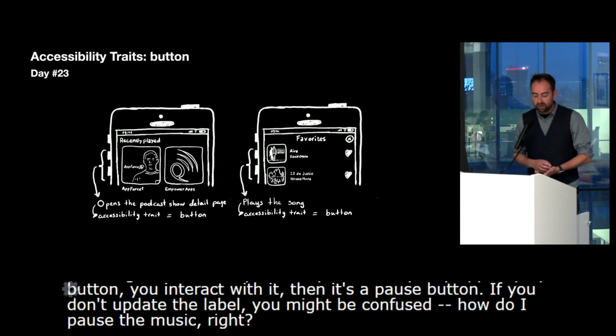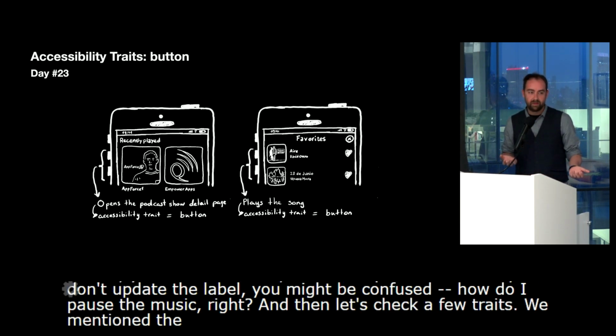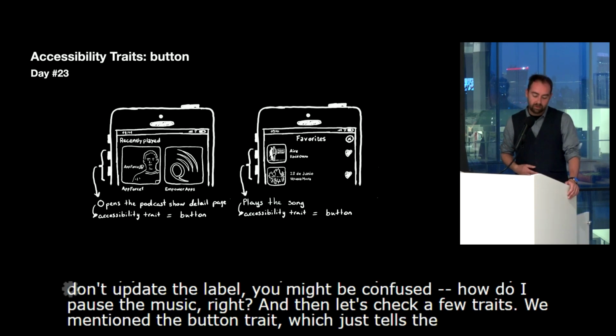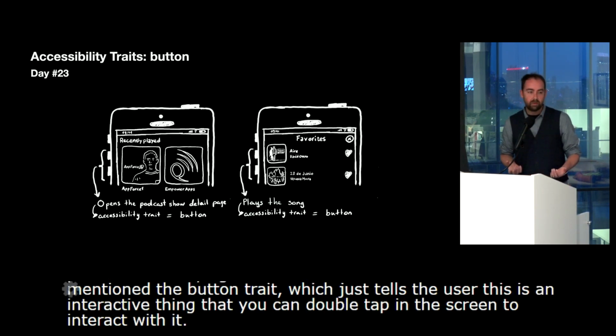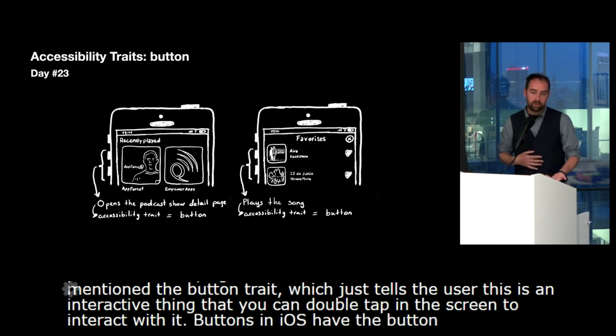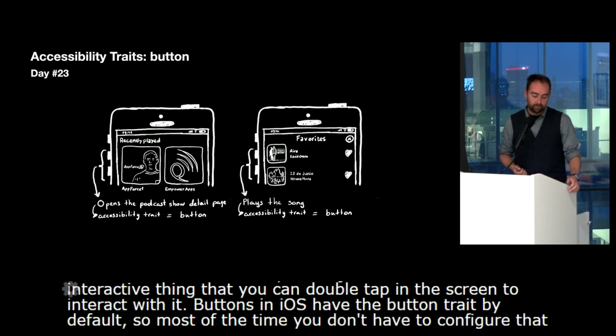And then let's check a few traits. We mentioned the button trait, which just tells the user this is an interactive thing that you can double tap on the screen to interact with it. Buttons in iOS have the button trait by default, so most of the times you don't have to configure that. But if you create a button from scratch, you actually have to specify that it's a button.